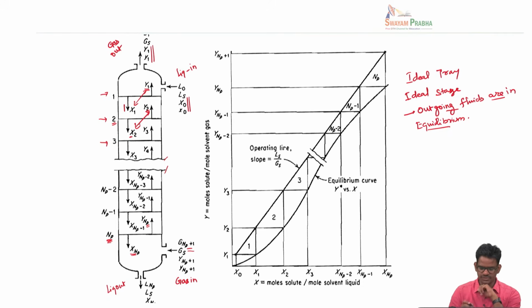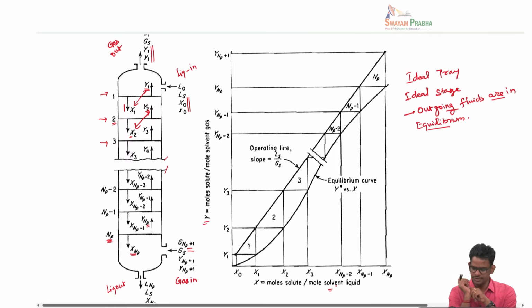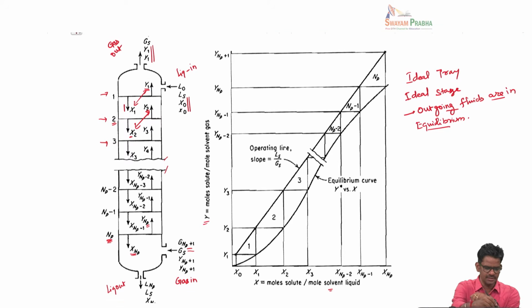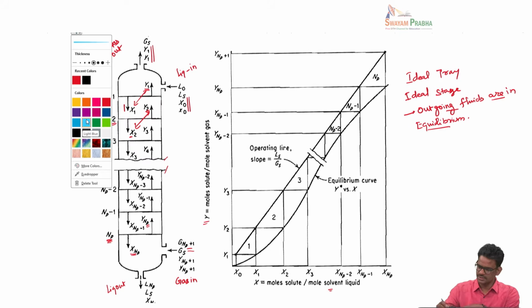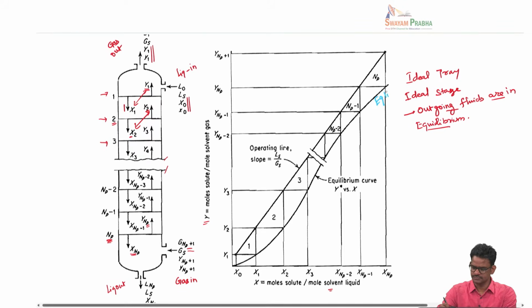These are synonyms. Having defined this ideal stage, we can calculate the number of stages, or number of ideal trays. This can be done either graphically or analytically, at least in some cases. For example, what you see here is y versus x in terms of mole ratio. This line is the equilibrium line, and this is the operating line.